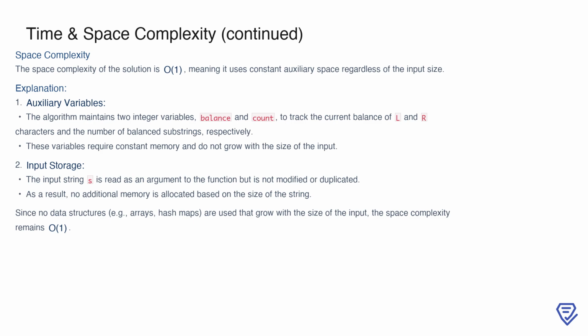Furthermore, the input string is passed as an argument to the function and is neither modified nor duplicated, so no additional memory is required for storage. As there are no dynamic data structures like arrays or hash maps that grow with the input size, the space usage remains constant, making the space complexity O(1).